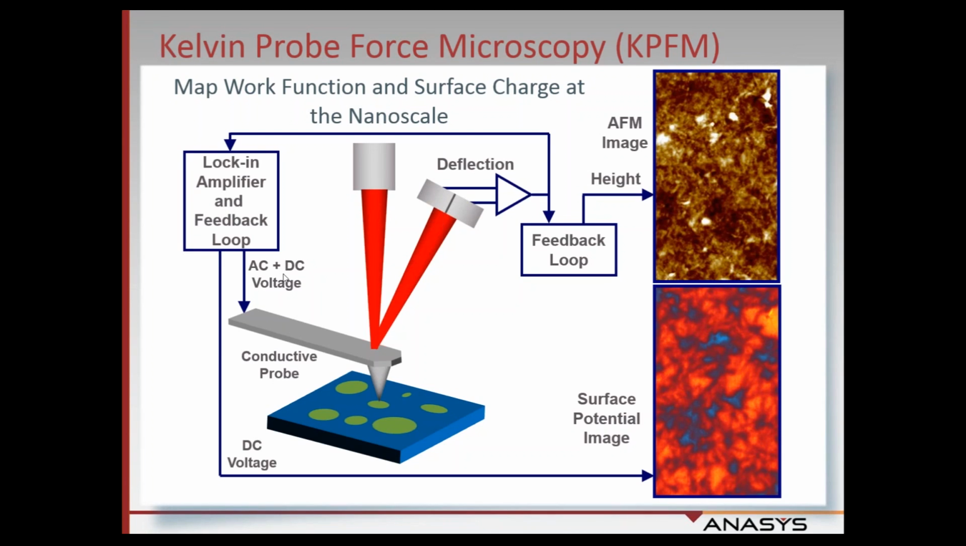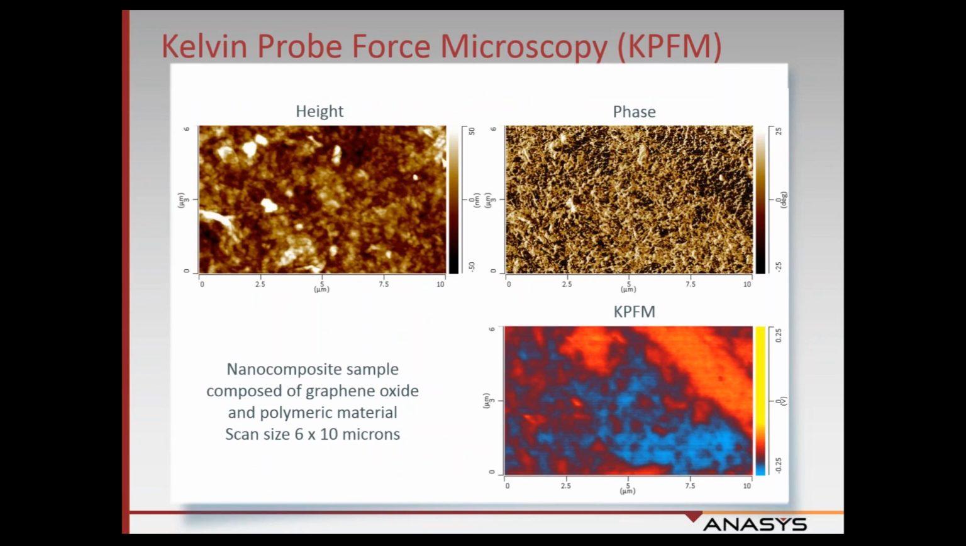And what we're doing with this is we are shifting the DC voltage such that we get a null oscillation at the oscillation frequency of the cantilever. So by shifting around the DC voltage, we shift the AC oscillation of the probe from omega to 2 omega, effectively zeroing out the oscillation in omega. And whatever voltage is required to do that then gets plotted as what's called a surface potential image. This essentially allows you to map out work function and surface charges across the surface of the sample at the nanoscale. And these images here show an example on a nanocomposite sample.